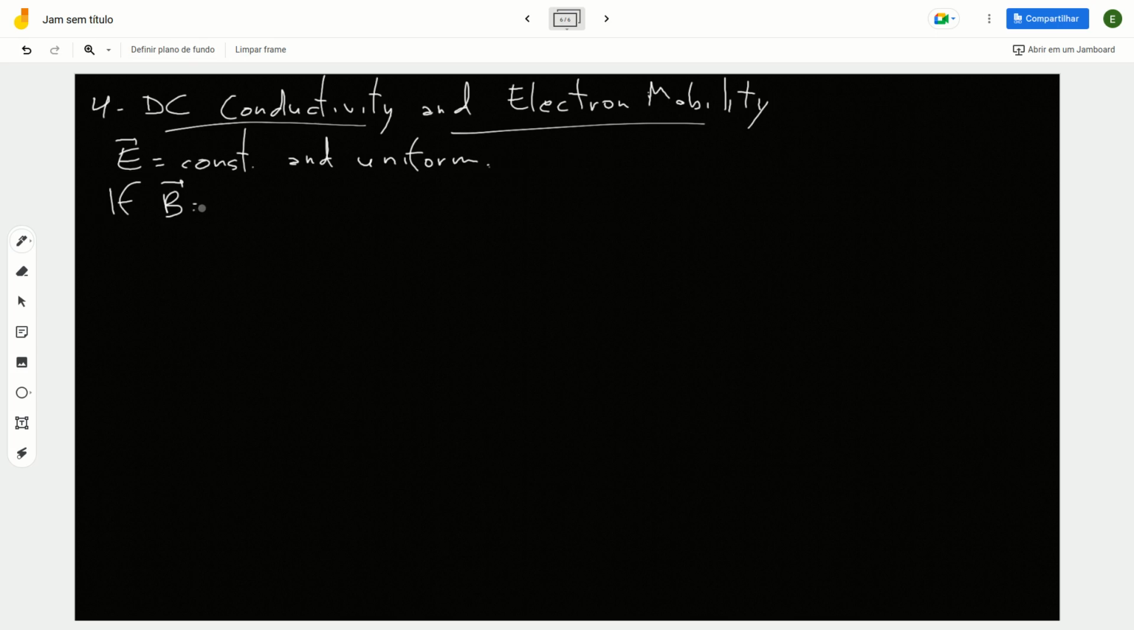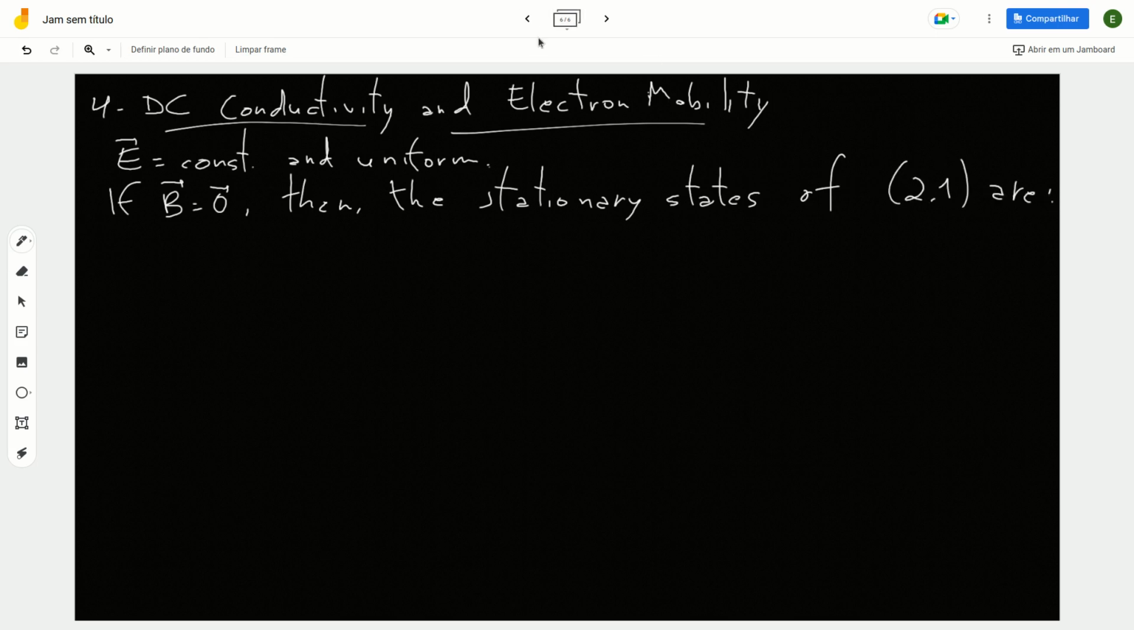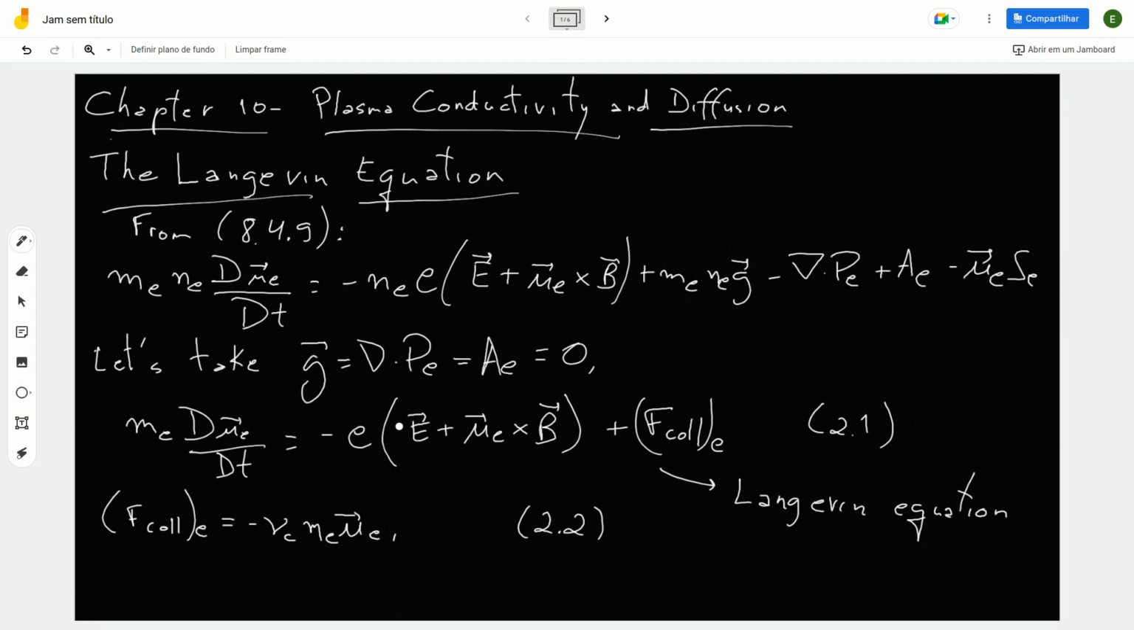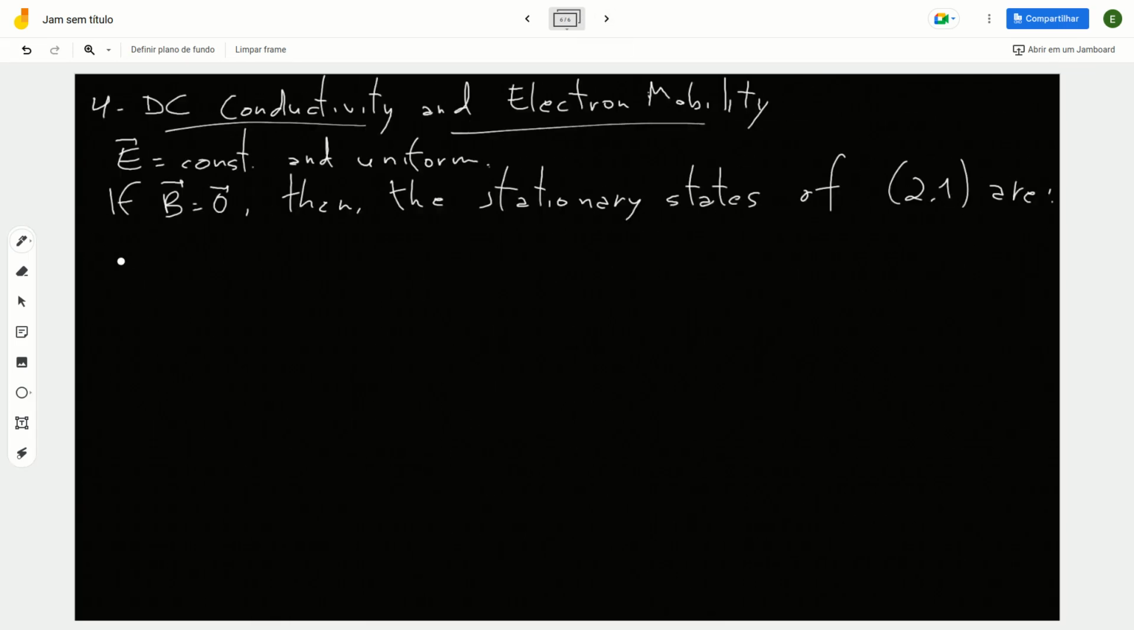If B is equal to 0, then the stationary states of equation 2.1 are as follows. So we're going back to equation 2.1 here. We're dropping the time derivative, so we end up just with this part here. This is 0, so it's minus eE plus the collisional term, which is this. So we can write minus eE minus nu UE equal to 0.